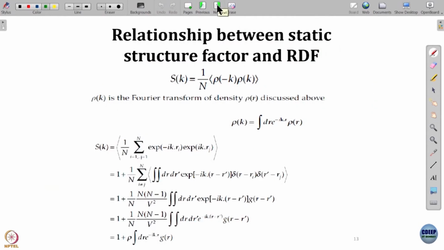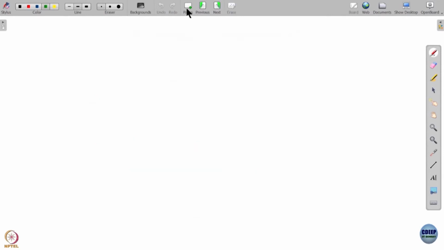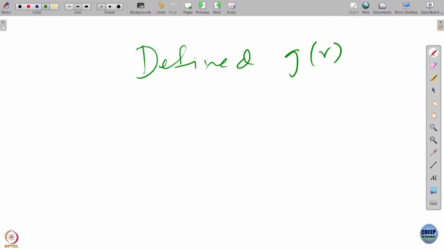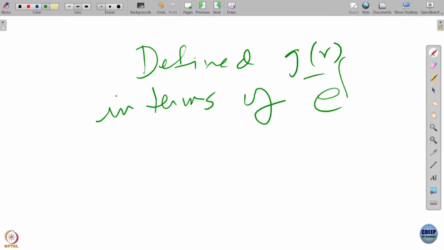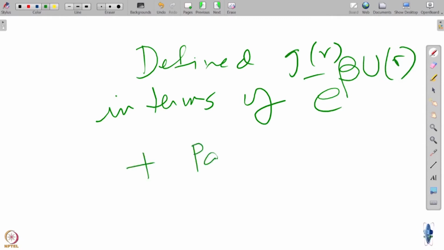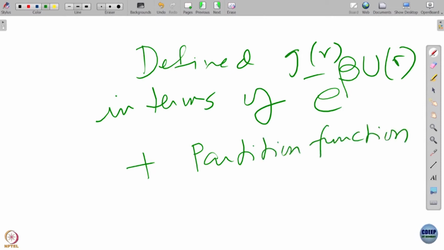So, we have now developed a definition of GR. We define GR in terms of e to the power minus beta u r, starting from the partition function. We get this quantity and a definition of GR. We have not evaluated GR yet, but we have the structure.